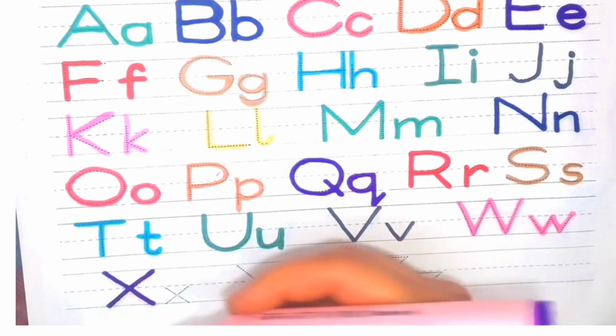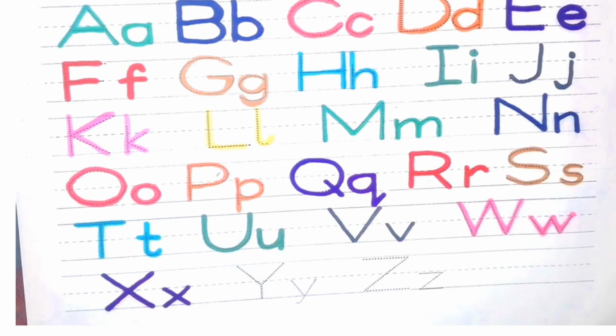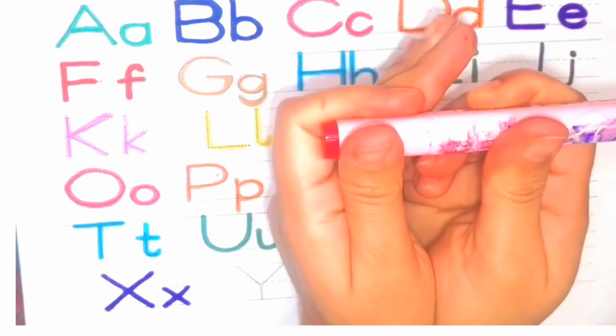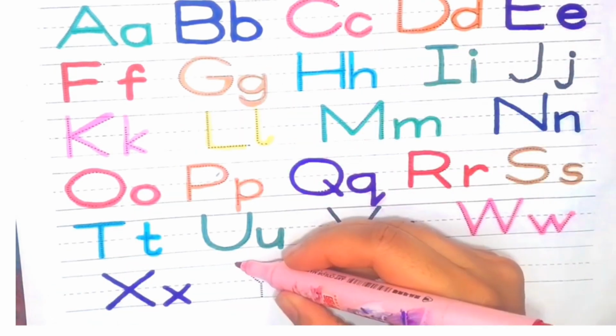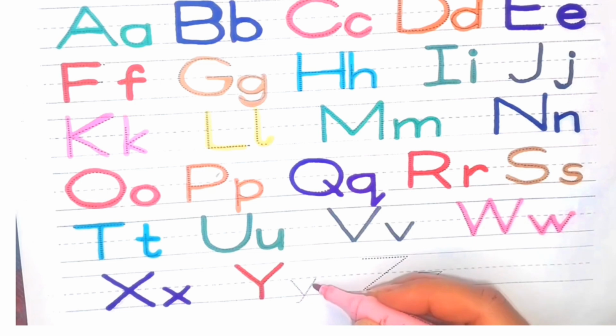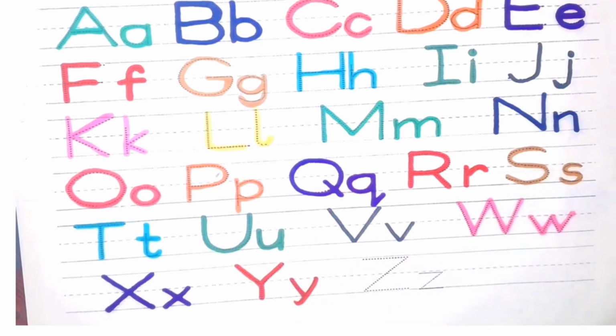Capital X. Small x. X for Xmas tree. Capital Y. Small y. Y for yolk.